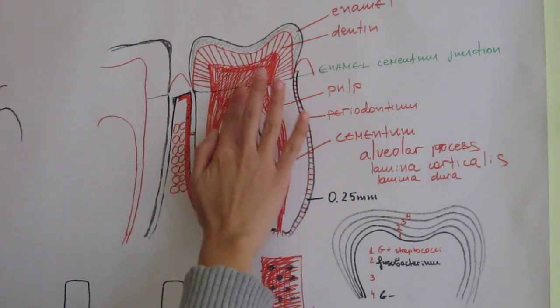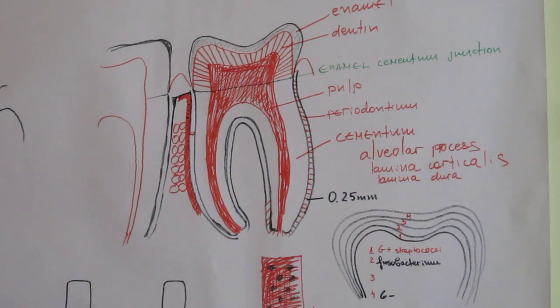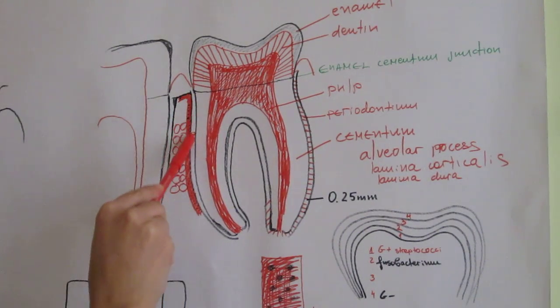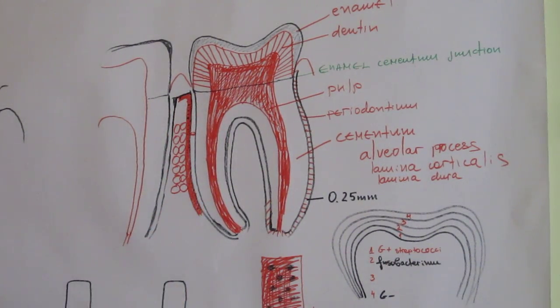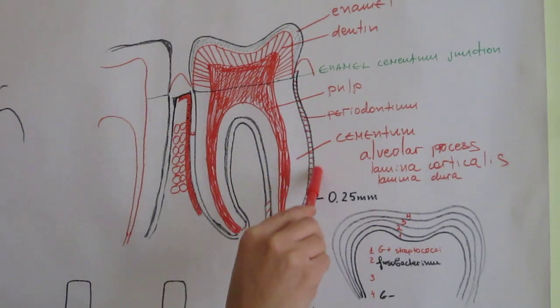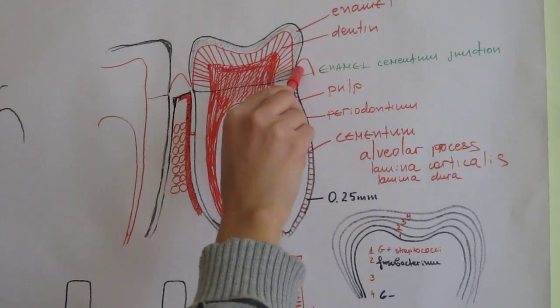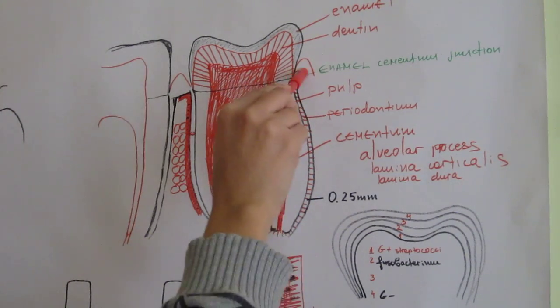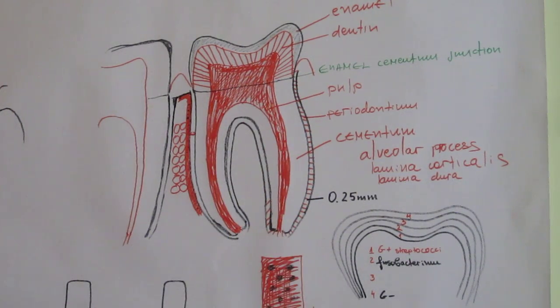Let's say the tooth migrates to this side, so there will be a resorption in this place, and there will be bone apposition or production of bone in this place, and this is made by resorption by osteoclasts and apposition by osteoblasts.